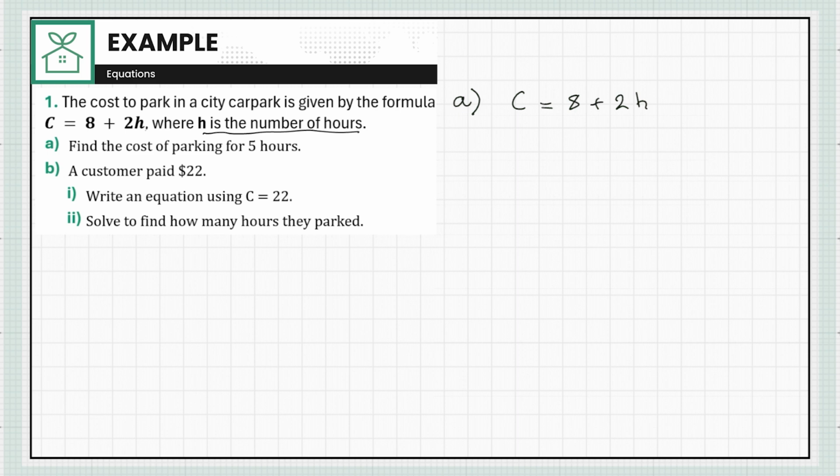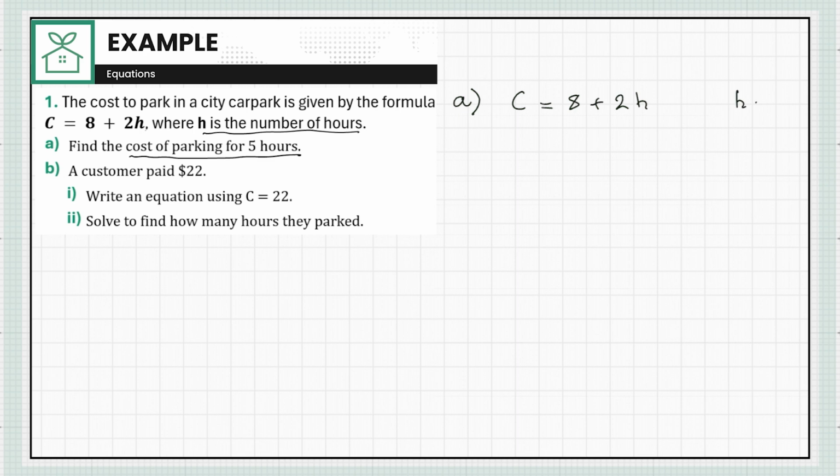And this will allow anyone using this formula to calculate how long they would like to stay, how long they can afford to stay, or even potentially how much money the car park will make based on how long someone stays. So the first one, A, asks us to find the cost of parking for 5 hours.